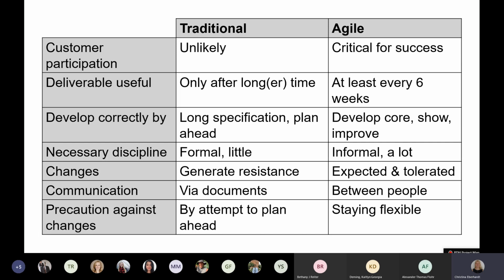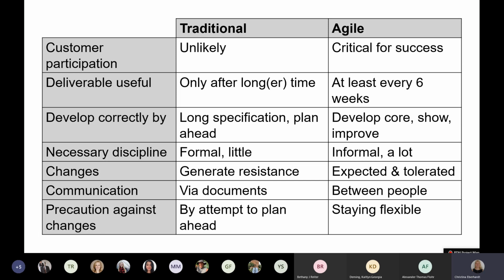And changes are generally fought because it is not in the contract, and there's a lot of communication via documents, and you try to avoid changes by just planning ahead and avoiding them. While this approach might have some advantages, for software projects, it's usually way too slow. So in that case, the agile processes are way better.